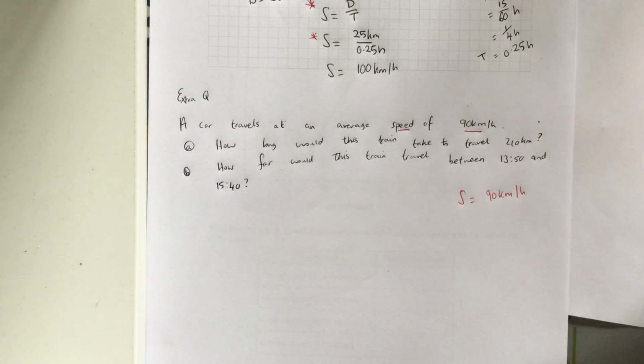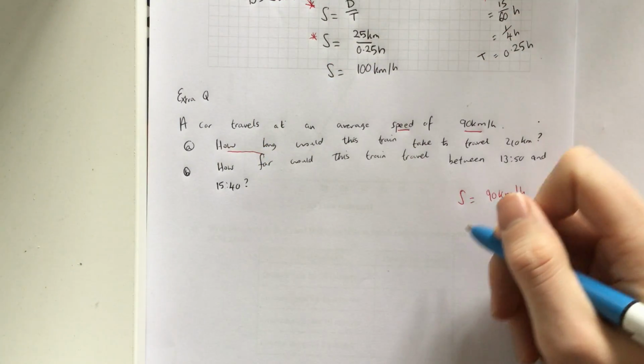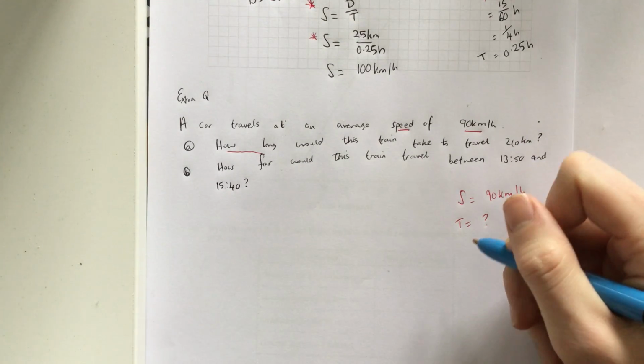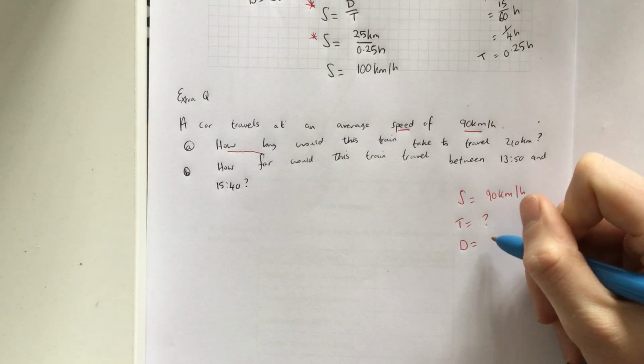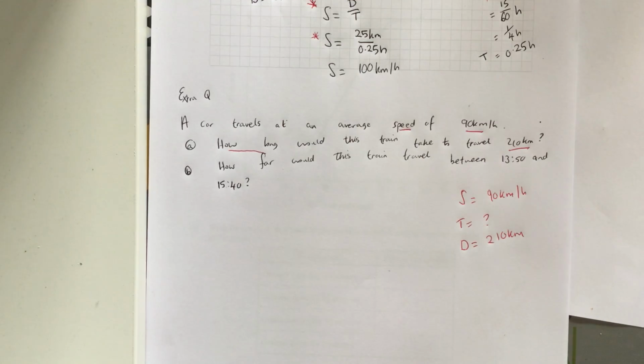How long will this train take? Really, if you think about it, what we're being asked for there is time. We don't know how long it's going to take for this train to get from A to B. We do know the distance it has to cover though. It has to cover 210 kilometers, and that information is available there. So I'm asked to work out time.